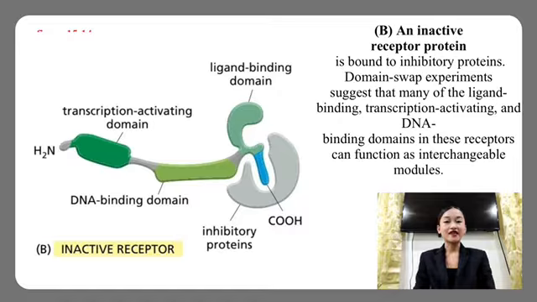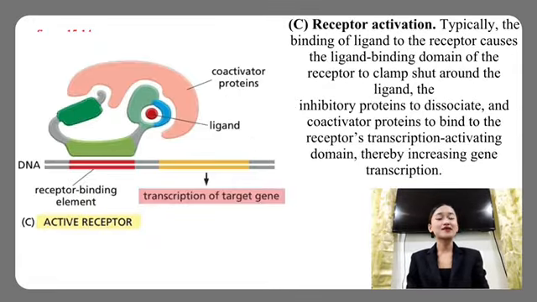Now, look at B. This is the inactive receptor. In this form, the receptor is bound to inhibitory proteins, so it cannot activate genes yet. When a ligand or hormone binds to the receptor as shown in C, the receptor changes shape. The inhibitory proteins are released and co-activator proteins attach. This activates the receptor, allowing it to bind to DNA at a region called the receptor binding element. Once it is bound, it can start the transcription of target genes, meaning it turns on specific genes to produce proteins.